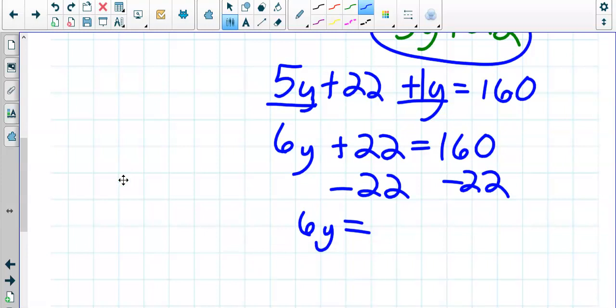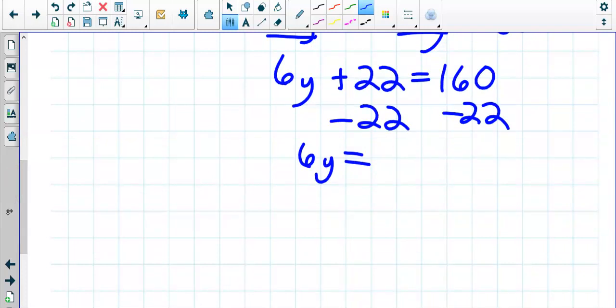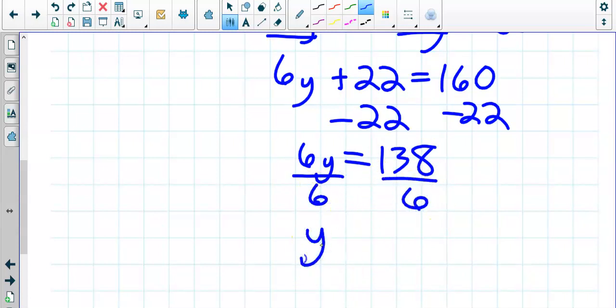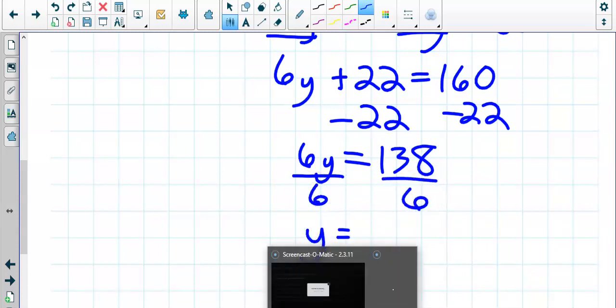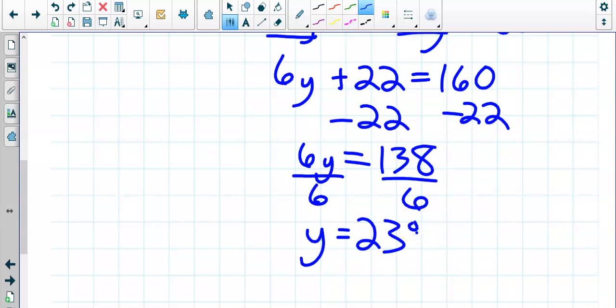You've got calculators. It's okay to use them. You don't have to, I mean, hopefully you could use some of that brain power to figure it out, but that's all right if you don't. 138, okay. And now what do we do? Divide by 6, divide by 6, divide by 6. Hopefully this comes out nice and neat, and yes, it does. How much? 23. So one of our angles is 23 degrees.